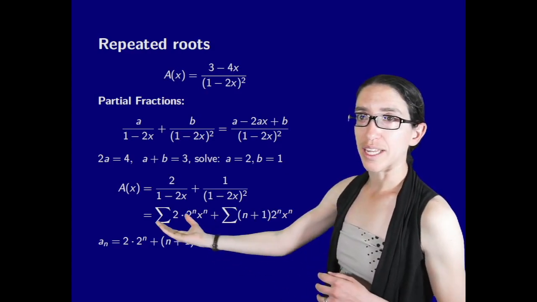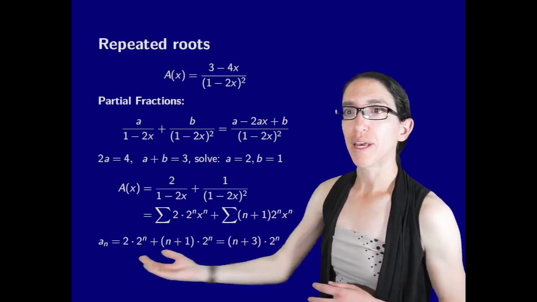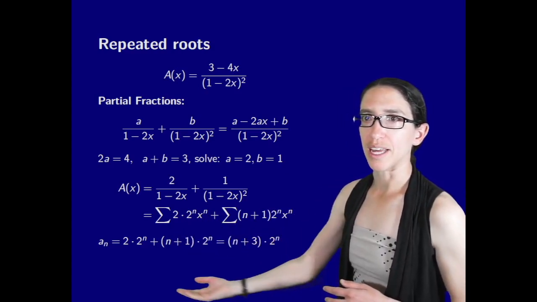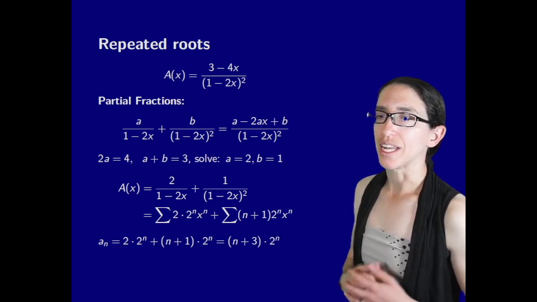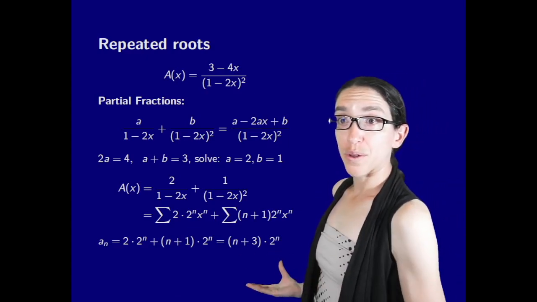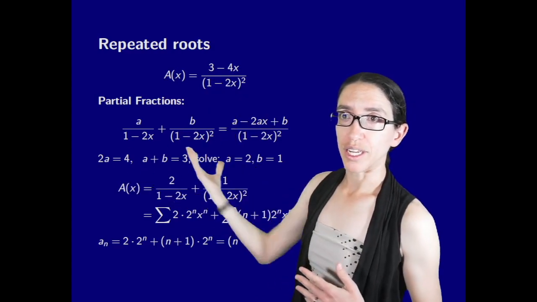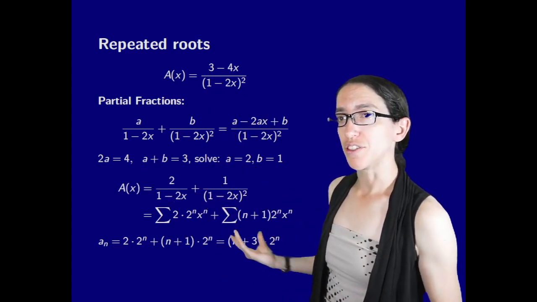And so now we can add these together, and we find that a sub n, the coefficient of x to the n, is 2 times 2 to the n plus n plus 1 times 2 to the n, and when we factor out the 2 to the n, we get n plus 3 times 2 to the n. So we found, again, an explicit formula for a sub n by using generating functions, writing them in a different way, and expanding using series that we already know.